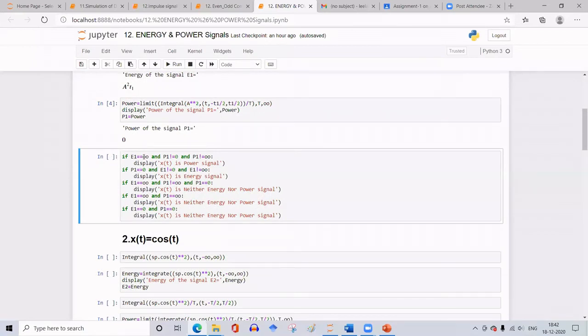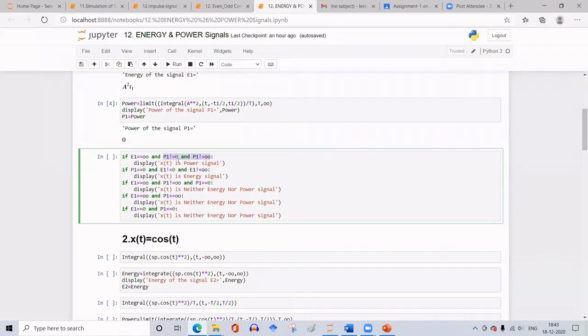So if E1 is infinity and P1 not equal to 0 and P1 not equal to infinity, what does this mean? Both conditions must be satisfied. It should not be 0 and at the same time it should not be infinity. That means P1 is finite, is it not? This will result in true if P1 is a finite value.